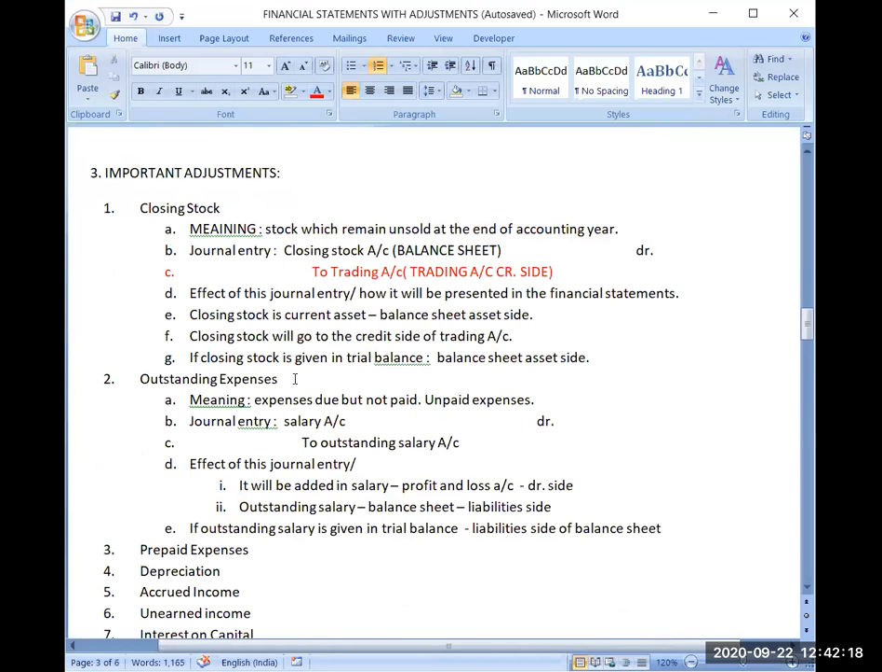Now coming to the second adjustment, outstanding expenses. Firstly, I would like to introduce what the meaning of outstanding expenses is. The meaning of outstanding expenses is expenses due but not paid, or you can say unpaid expenses. Now, outstanding expenses is which type of account?